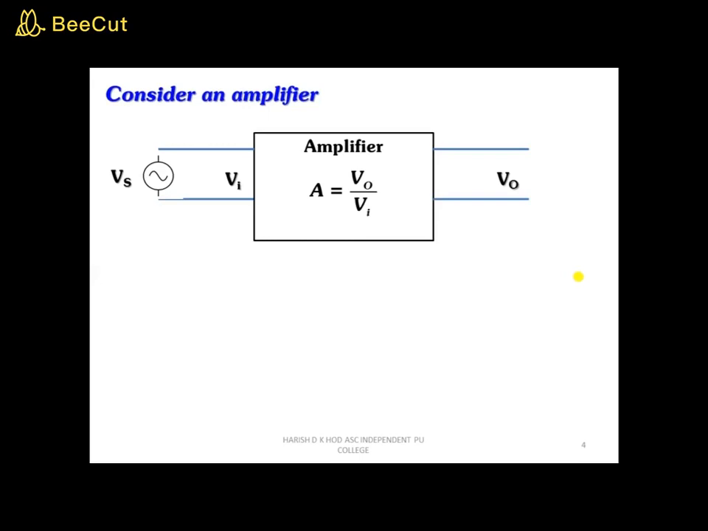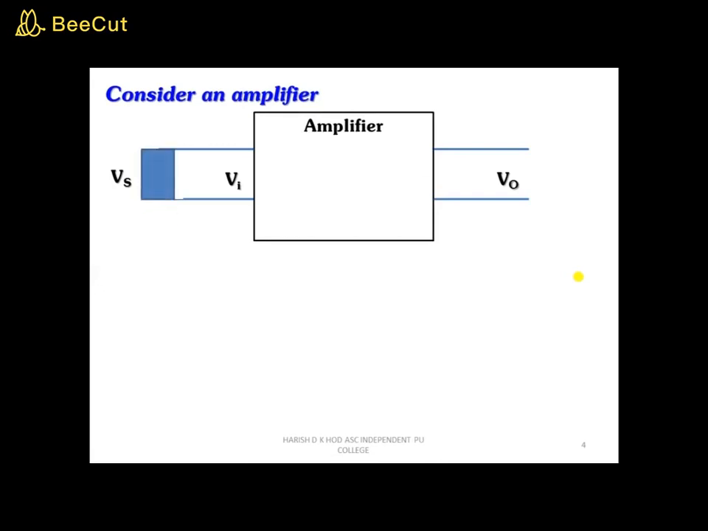Once again, let me revise. In this condition, whatever voltage is supplied by the source is equal to Vi. So Vi is equal to Vs. Now, to calculate the output impedance, what they are saying is, first we need to replace the source by a short circuit. That is, I am going to replace the source by a short circuit.